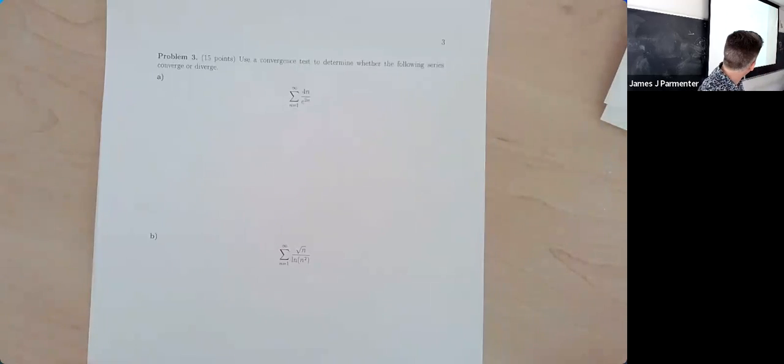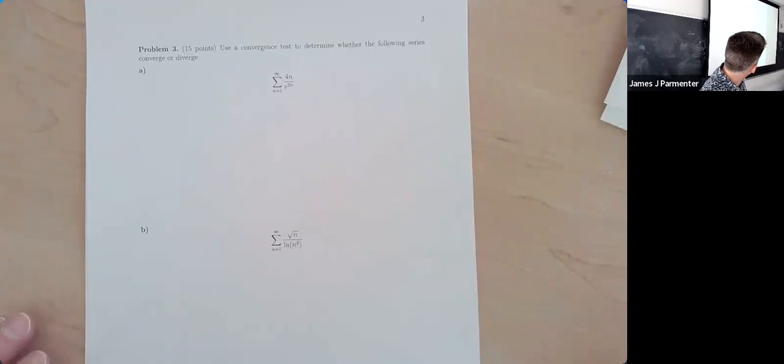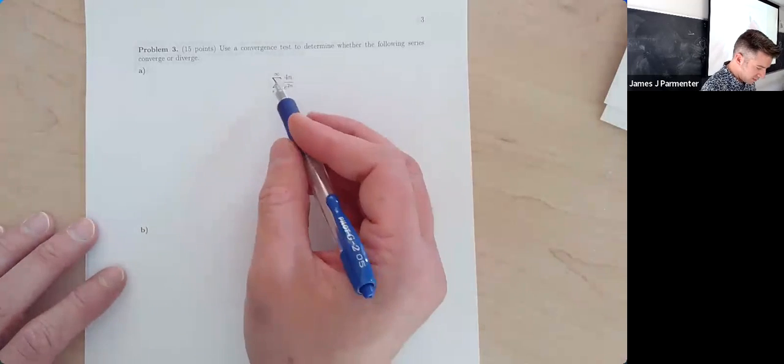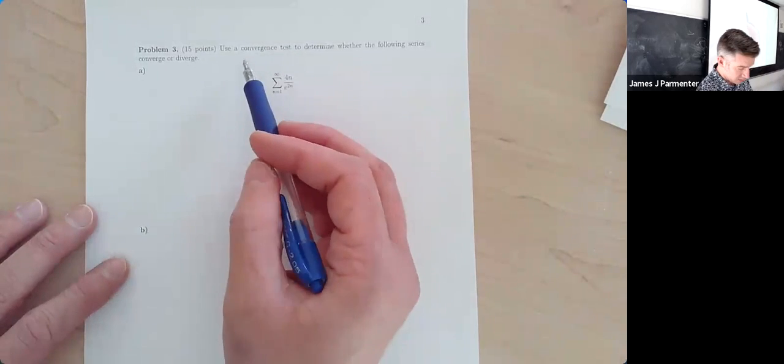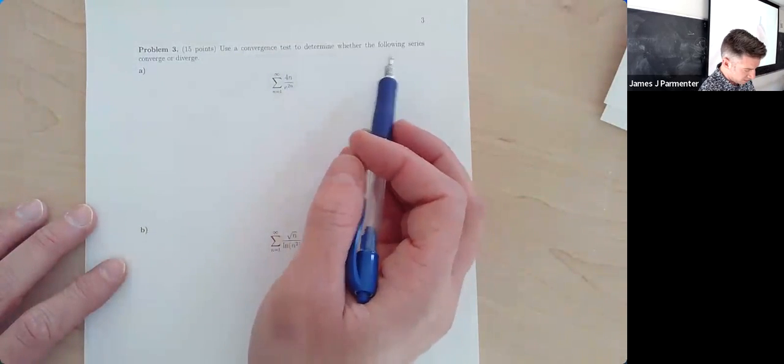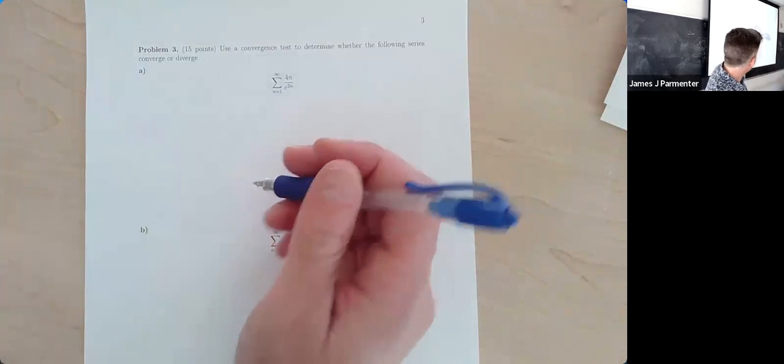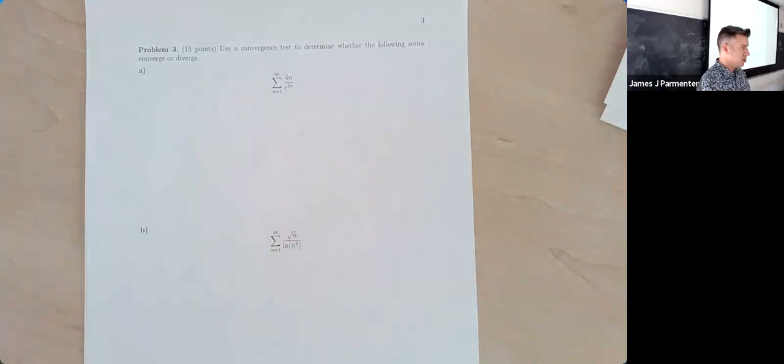So let's talk about this next one here. The sum from n equals 1 to infinity of 4n over e to the 2n. We're supposed to use, I should read the instructions. Use a convergence test to determine whether the following series converge or diverge. And in the back of our minds, we should think about, can I apply the nth term test?